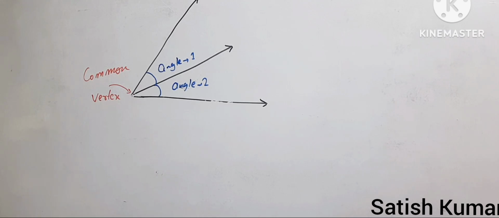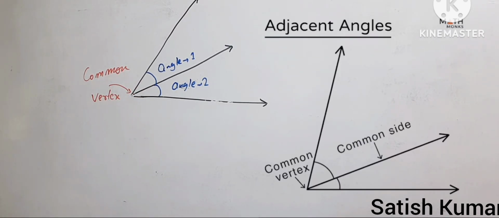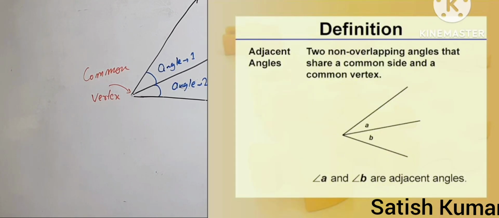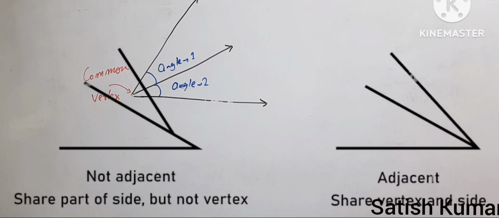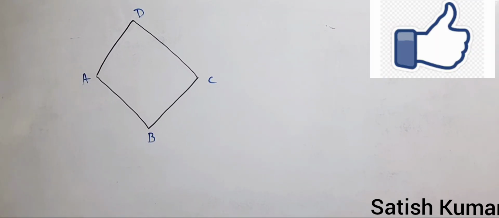The diagram is visible to you. Some more diagrams are also visible, where they are saying that a common side is there and a common angle is there. Let's go for the next one. There is a small thing to do, and after that we'll go to the topic.